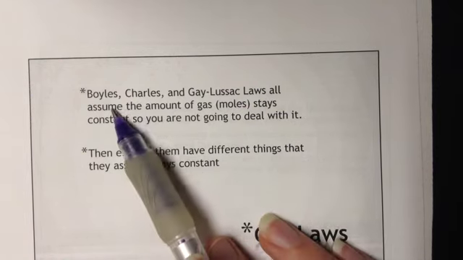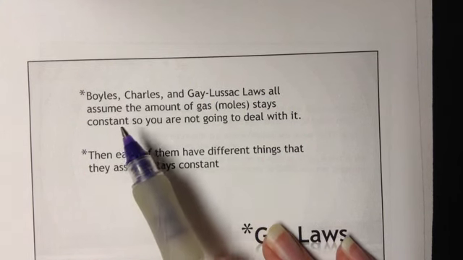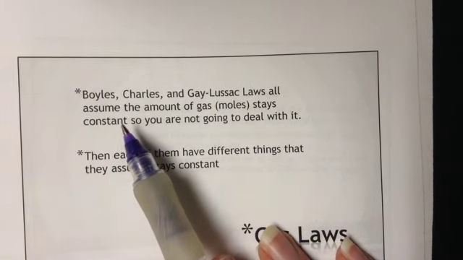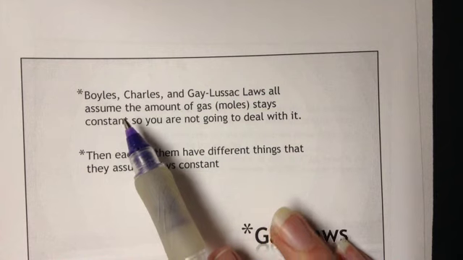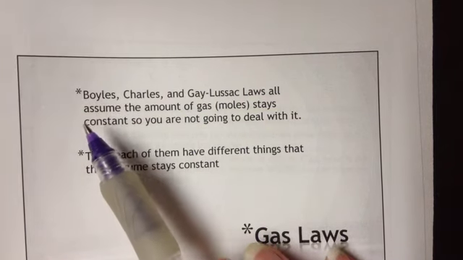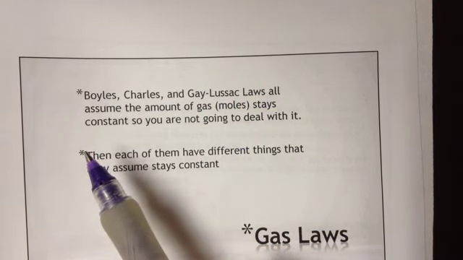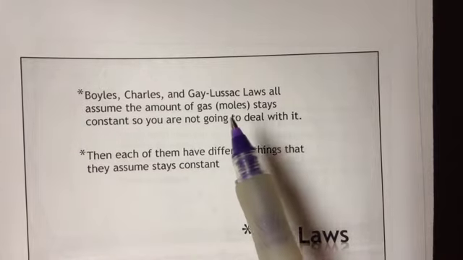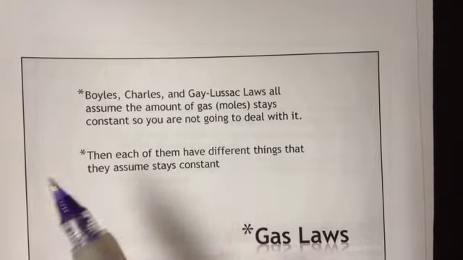Boyle's law, Charles' law, and Gay-Lussac's law all have different things that they assume stay constant. So Boyle's law assumes temperature stays constant. So if you get to a problem and it says the temperature stays the same, it stays constant, then you're going to deal with Boyle's law. Or if it says the temperature at the beginning was 25 degrees Celsius, temperature at the end was 25 degrees Celsius, well, it stayed constant, so you're going to use Boyle's law. That's kind of a key to figure out which one you're using.